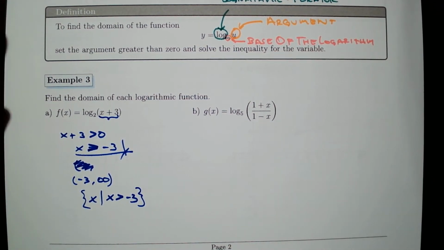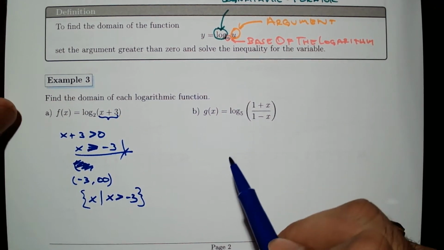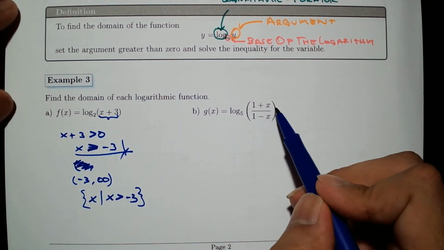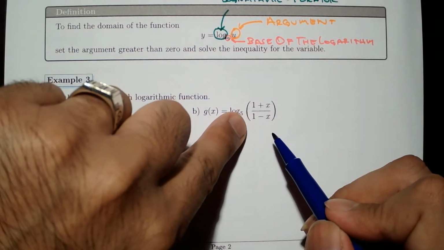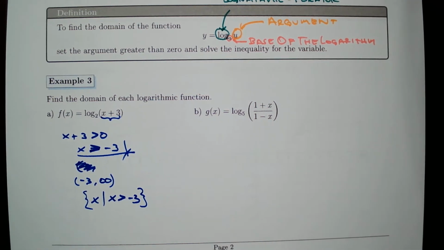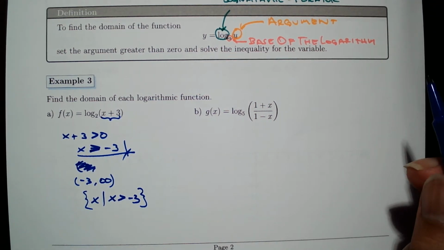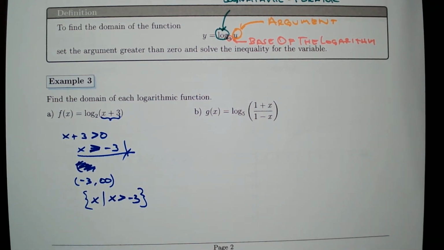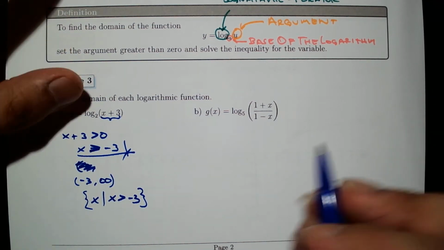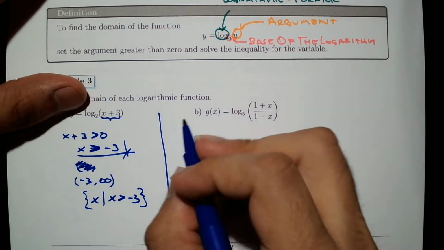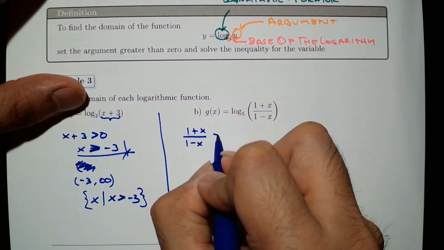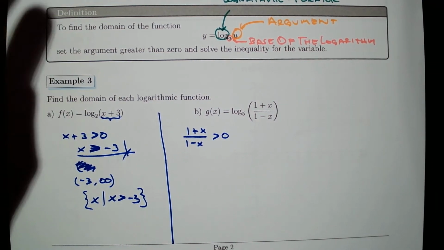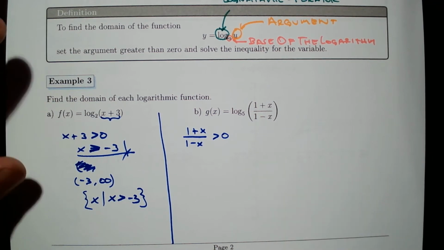Now let's look at the next example. So in this case we have log base 5 of 1 plus x over 1 minus x. Again, the log symbol and the subscript, which is the base of the log, doesn't intervene at all when it comes to finding the domain of the logarithmic function. All we care about is to set 1 plus x over 1 minus x greater than 0. We set the argument greater than 0.